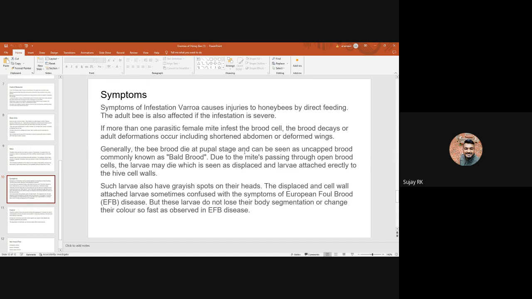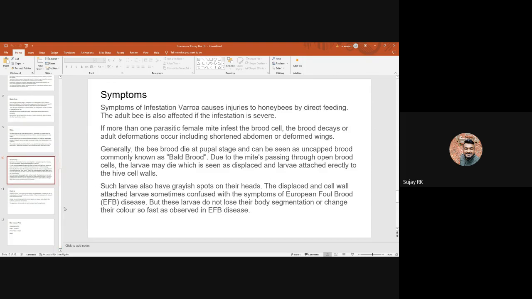So the symptoms are that the bees look very weak, and there will be something called a bald brood due to mites passing through open brood cells. The larvae may die, which is seen as displaced larvae attached directly to the hive cell walls. Such larvae also have grayish spots on the heads. The displaced and cell wall attached larvae are sometimes confused with the symptoms of European foulbrood, but these larvae do not lose their body segmentation or change their color as fast as we observe in European foulbrood.